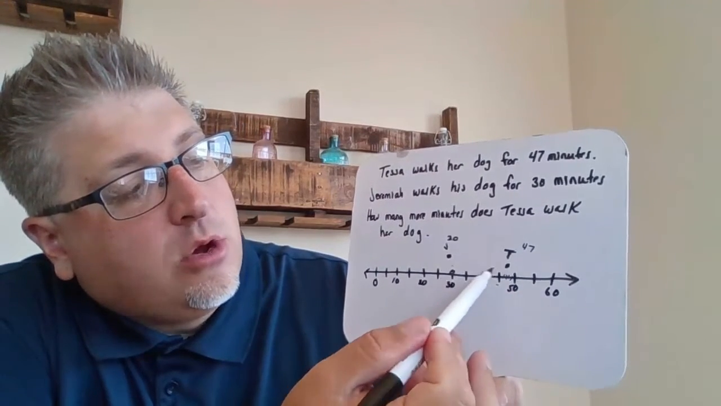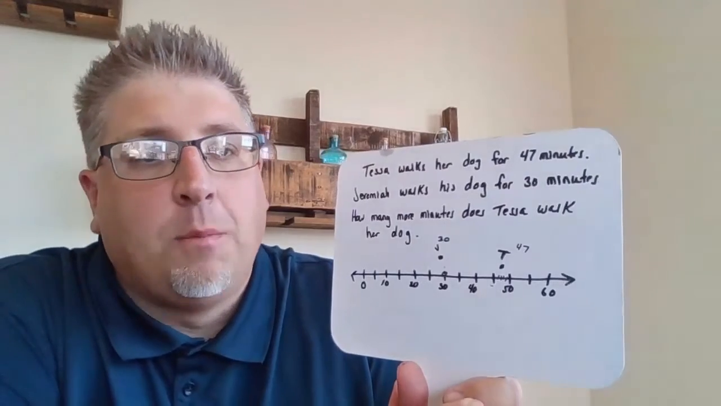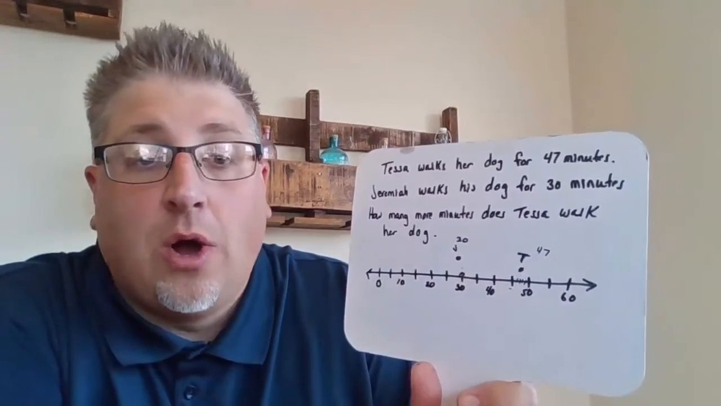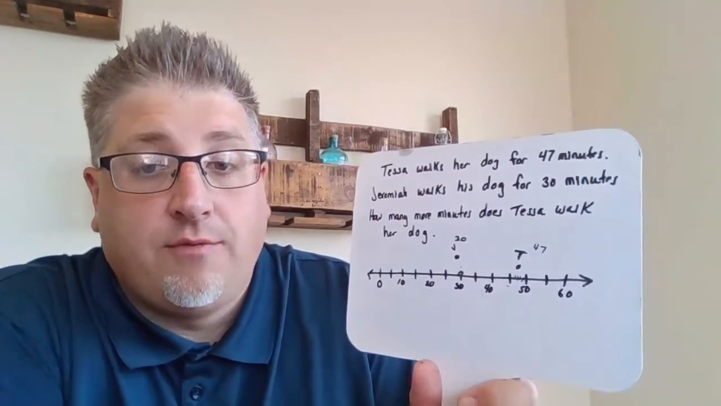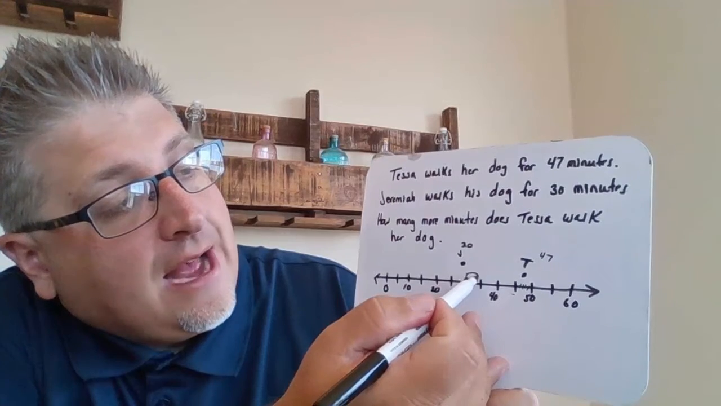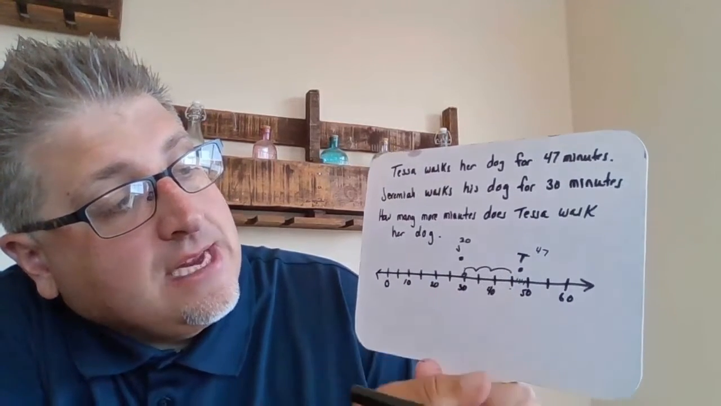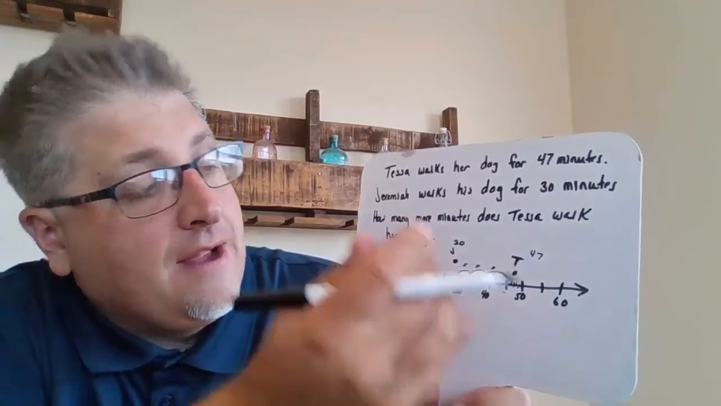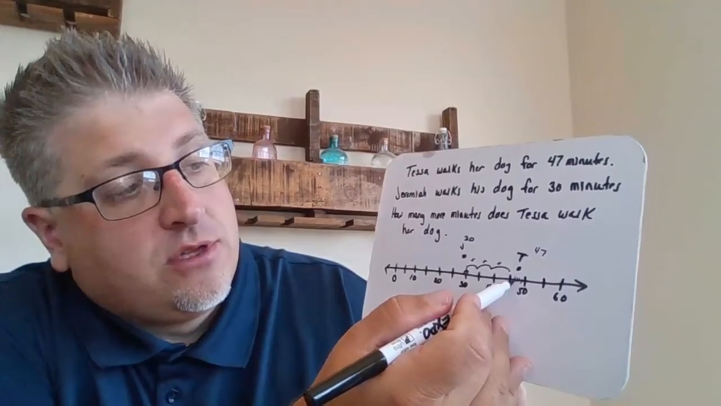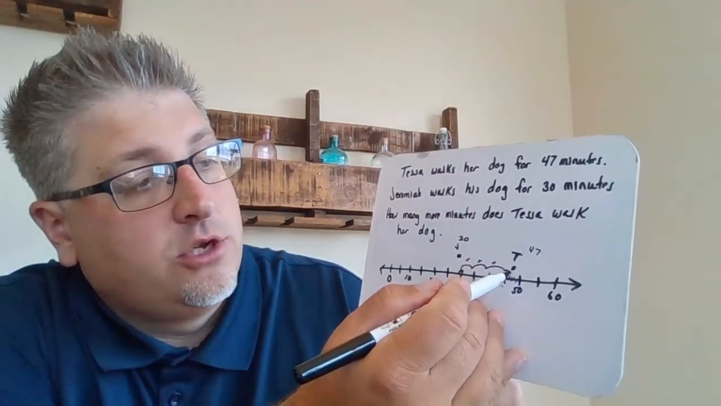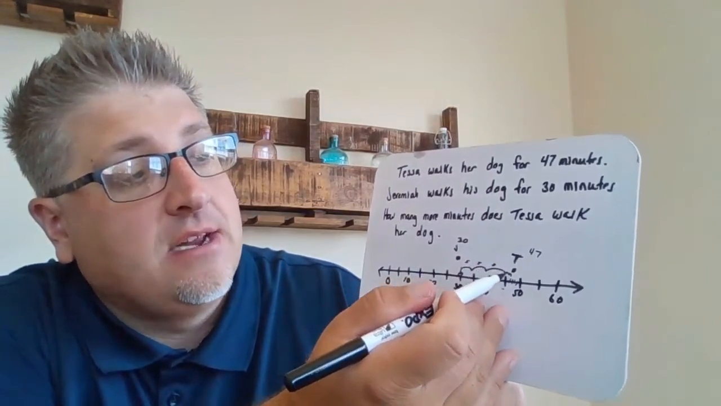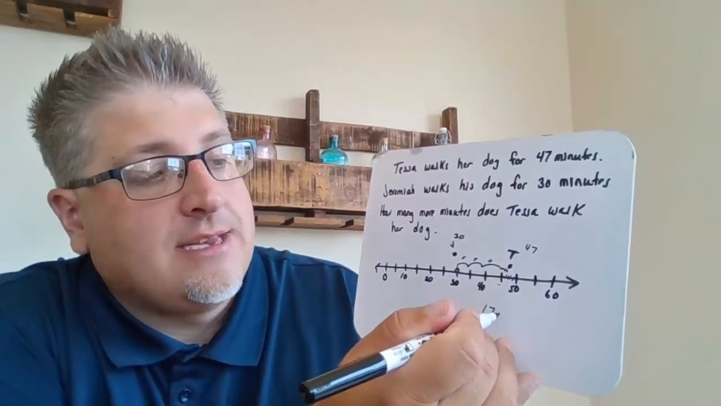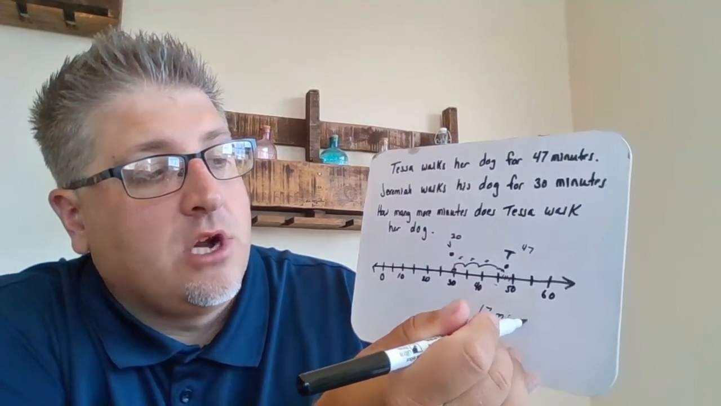That distance in between those marks right there represents how much longer Tessa walked her dog for. So if we can figure out the distance between here and here, we'll know how much longer Tessa walked her dog for. So let's do it. Let's count by fives. We got 5, 10, 15. So we went 5, 5, and 5, 15. And then we have 2 tick marks here. 1, 2. So 5, 10, 15, 16, 17. So Tessa walked her dog 17 minutes more than Jeremiah did.